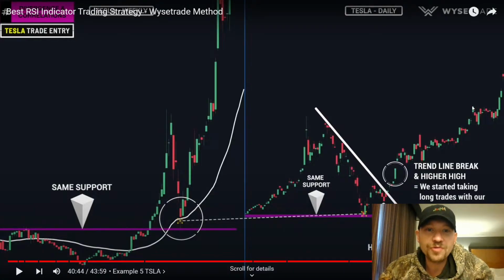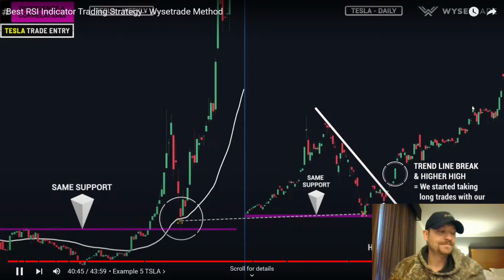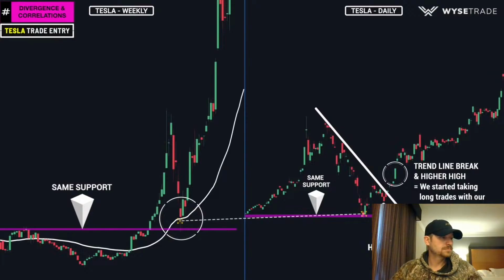We're going to go over a few of these examples on the WeBull app, the platform that I use. We're going to see how we can draw some of these divergences and key breakout areas as an example for you guys. At this point, we went to the intraday timeframes and took long entries using our entry strategy.